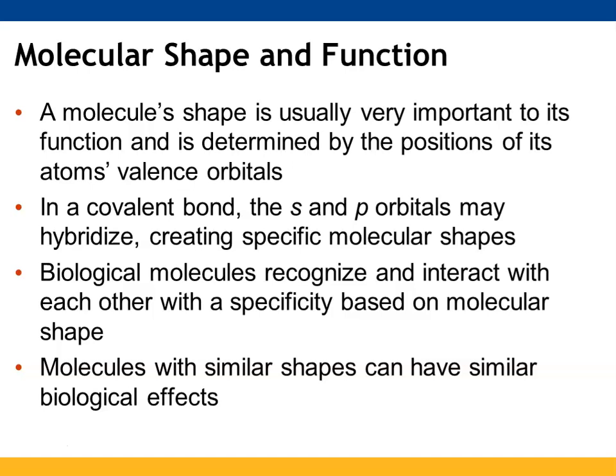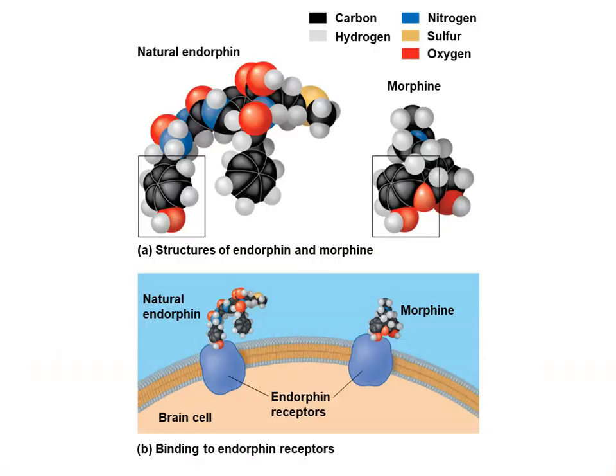But because of that, you will see shapes that are more linear, or you'll see shapes that are more in the form of a triangle. Sometimes you'll see shapes that are even in the form of a tetrahedral. Biological molecules are able to both recognize and interact because of these specific shapes. They can only fit in certain ways. And so you can have similar molecules that will be able to work in such a manner because they have something about their shapes that is able to be recognized.